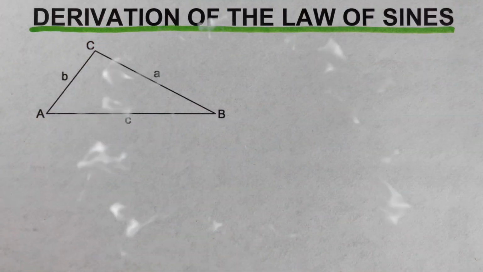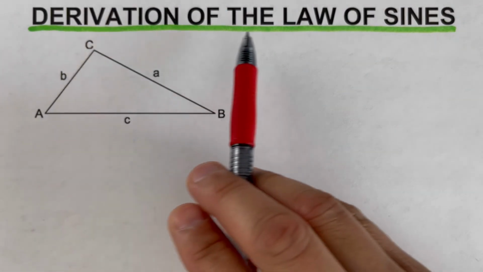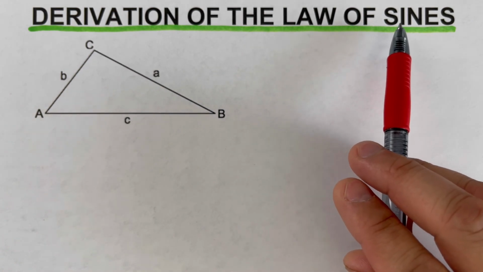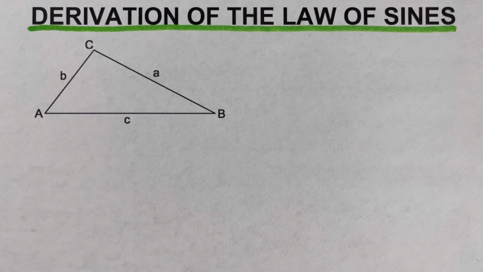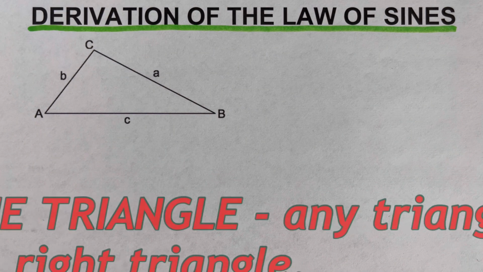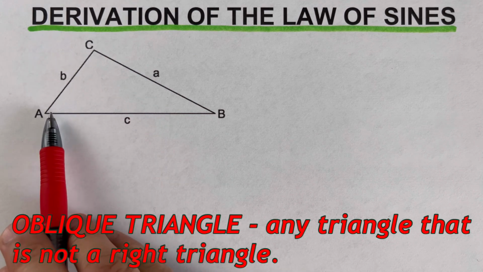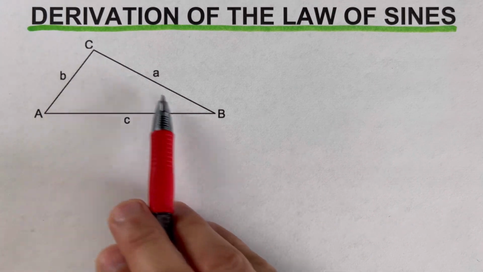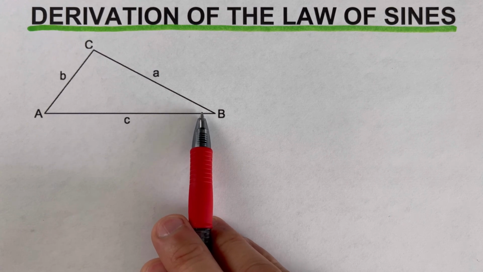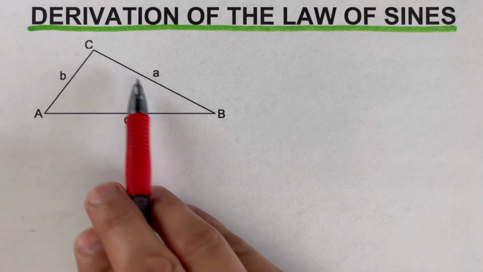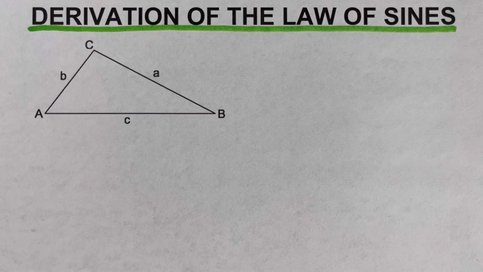Hello everyone. This video will show the derivation of the law of sines, or the sine law. We remember that the law of sines can only be used to solve an oblique triangle. By definition, an oblique triangle is any triangle that is not a right triangle. In this triangle that we have right here, there isn't any corner that is a right angle, denoted by a small square. So we can classify this triangle as an oblique triangle.